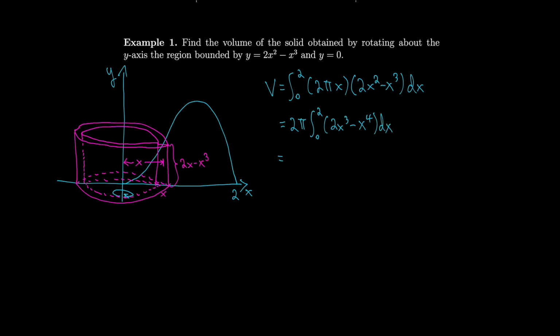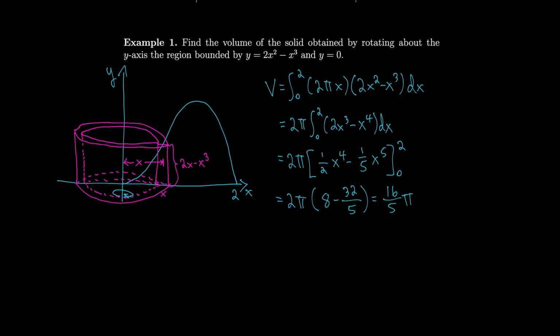And then we do our antiderivative. We get 2 pi times 1/2 x to the 4th minus 1/5 x to the 5th, and we evaluate that from 0 to 2. So that becomes 2 pi times 8 minus 32 over 5, which is 16 over 5 times pi.